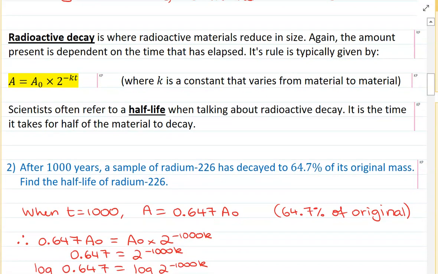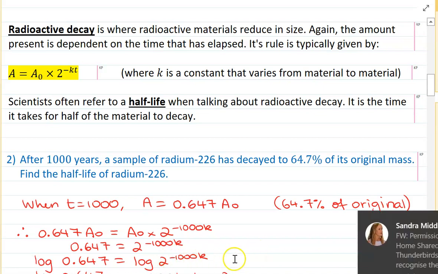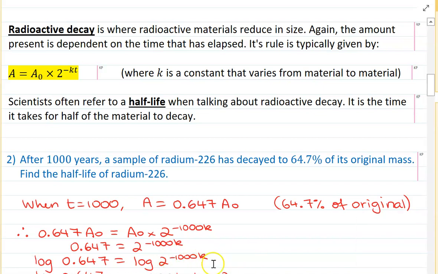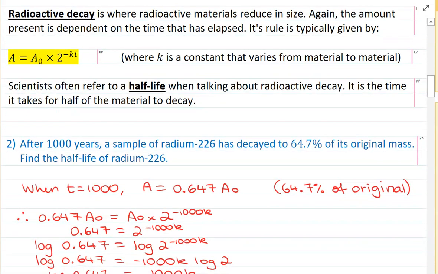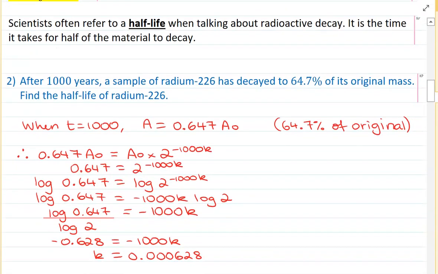So if we take logs to the base 10 of both sides, taking logs of both sides we call it, then all I do is put log in front of each of the things. The next step is then using that special log law where we take the power down, which we learnt when we did geometric sequences, and then rearranging it to get k as the subject, because it's k that we need to find. And when we solve that, we get k, which is our constant, as 0.000628.